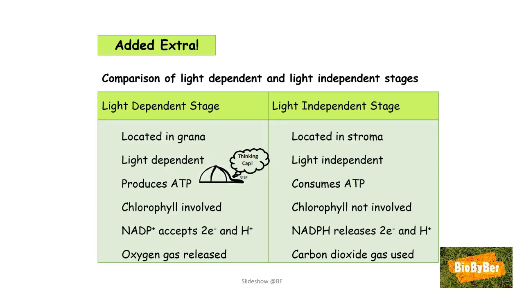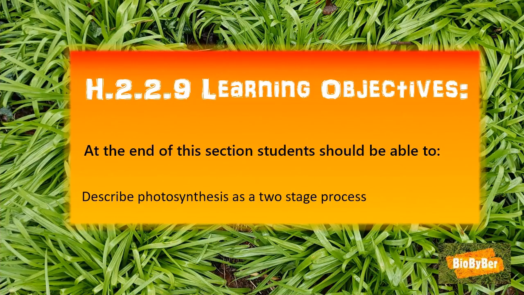In the light stage, oxygen gas is released. Remember, oxygen out. Whereas in the dark stage, carbon dioxide is actually used. Now that we've reached the end of our lesson, have we achieved our objective? Are you able to describe photosynthesis as a 2-stage process?